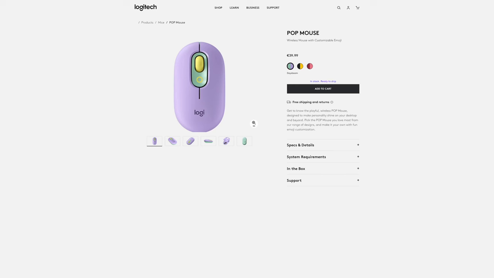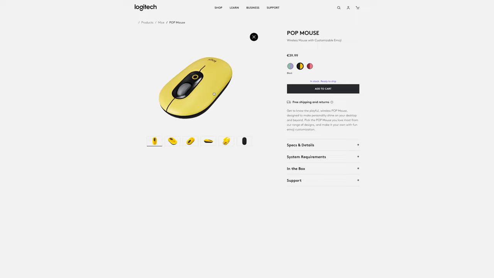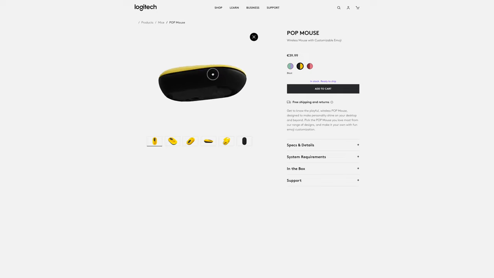Also, Logitech offers a matching $40 POP mouse, which I don't have, therefore I cannot give you my view on it, but it doesn't look very comfortable. I will stick to my MX3S.